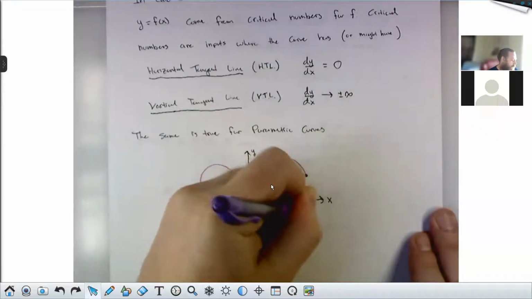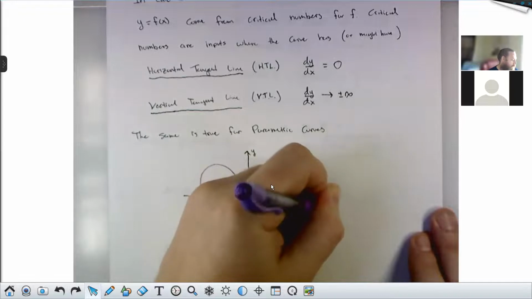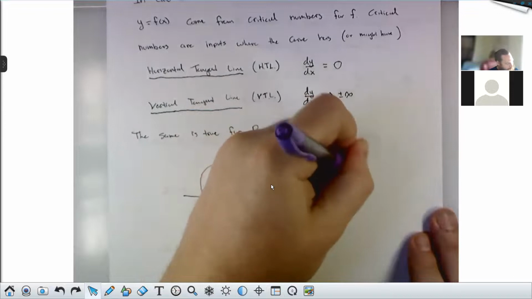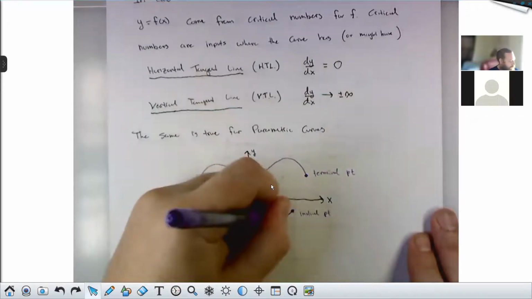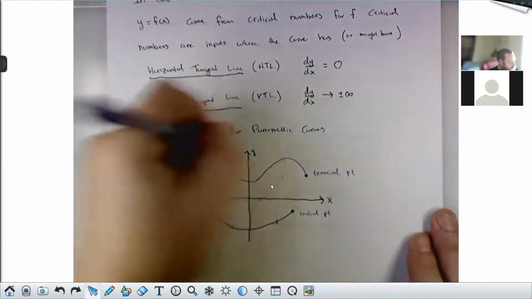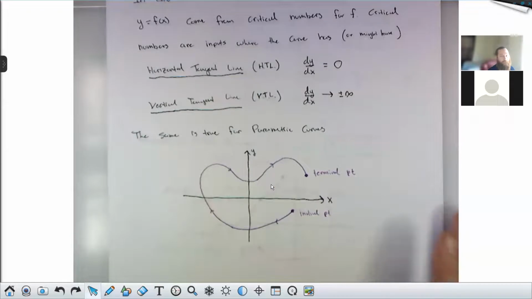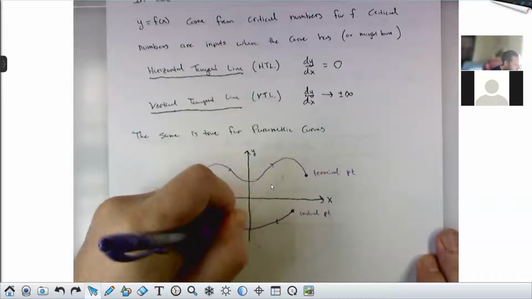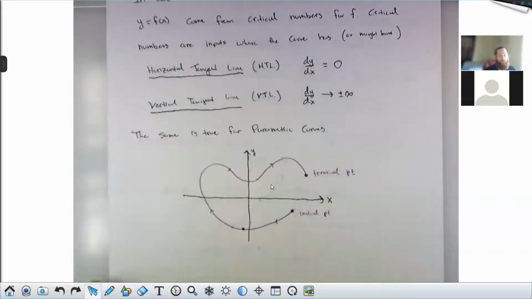So maybe my initial point is over here. My terminal point is up here. And let's say the orientation for the curve then is something like this. The points that I would want to call either a min or a max are like this guy down here, right? If I was to zoom in and look just at this part of the curve and pretend like we're in Calc 1, then I would call that a min.